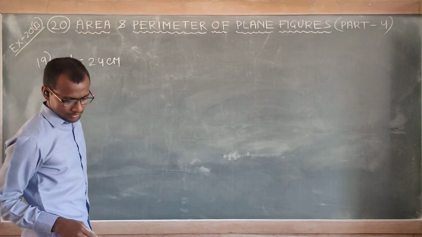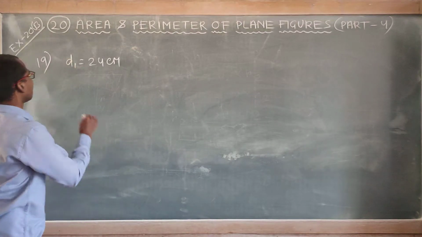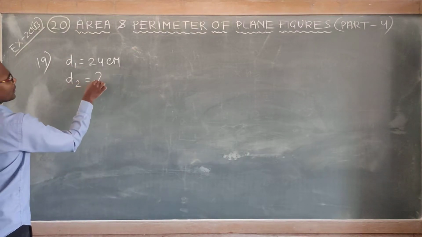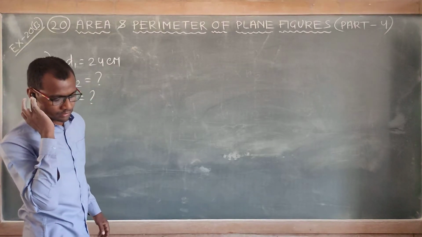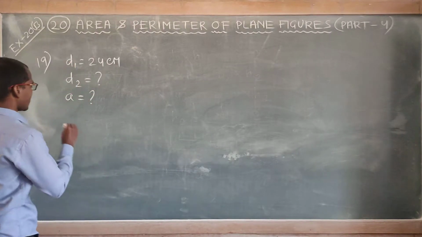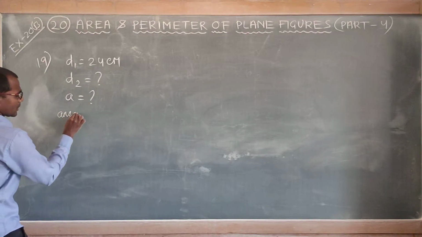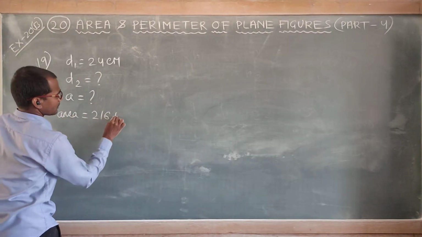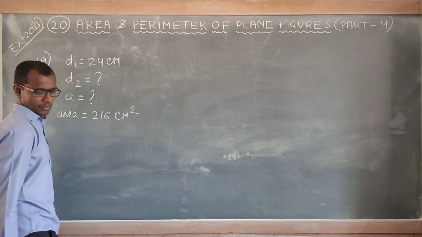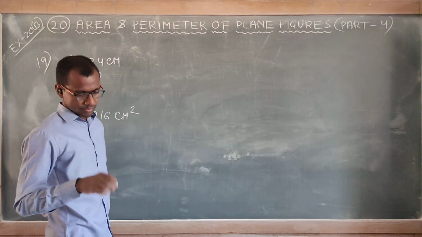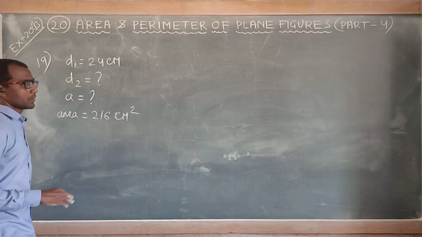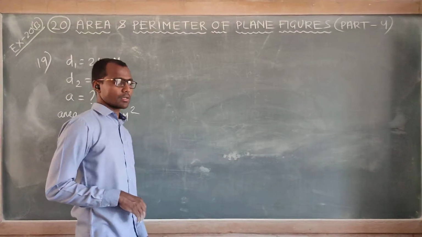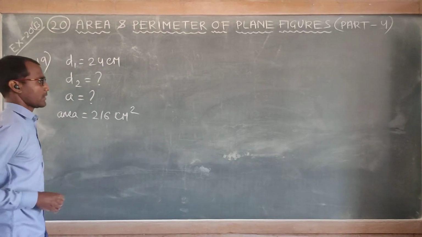D2 is not given. Side also not given. But area is given. Area is 216 square cm. First we have to find the diagonal, then the side, then the perimeter. Unless we get the side, we cannot find the perimeter. So first let us go for the diagonal.